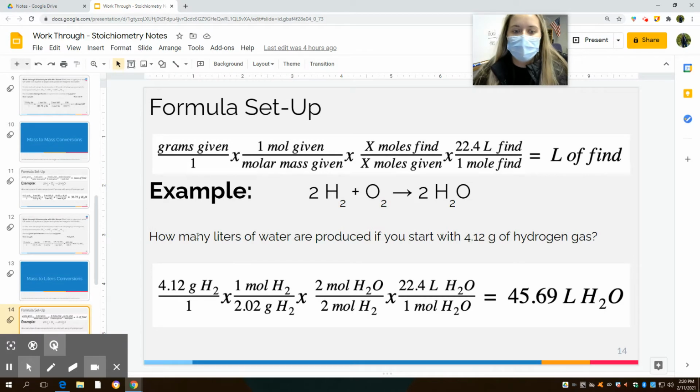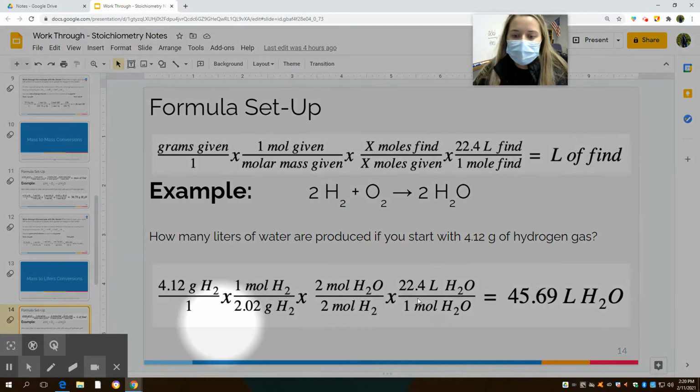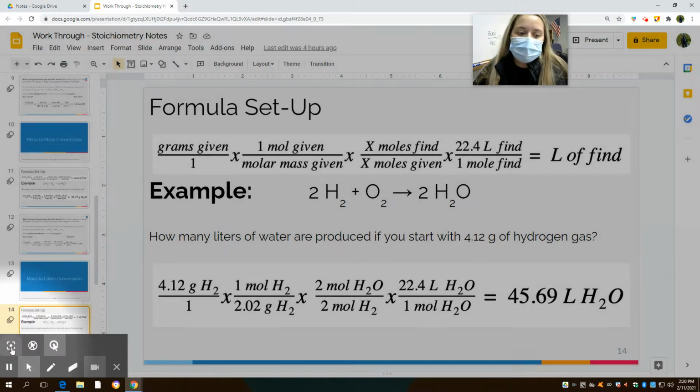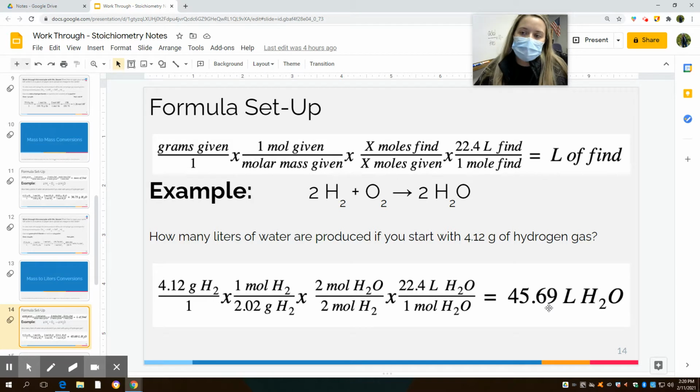So my example, how many liters of water are produced if you start with 4.12 grams of hydrogen gas? So I'm going to plug in all my information. So when we went from mass to mass, the first 3 fractions are the same. The only thing that changed is this 22.4 liters of water over 1 mole of water, okay? So to get this math, remember, multiply everything on the top, multiply everything on the bottom, and then you divide, okay?